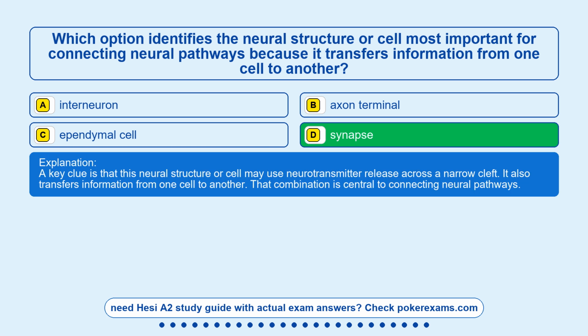A key clue is that this neural structure or cell may use neurotransmitter release across a narrow cleft. It also transfers information from one cell to another. That combination is central to connecting neural pathways.